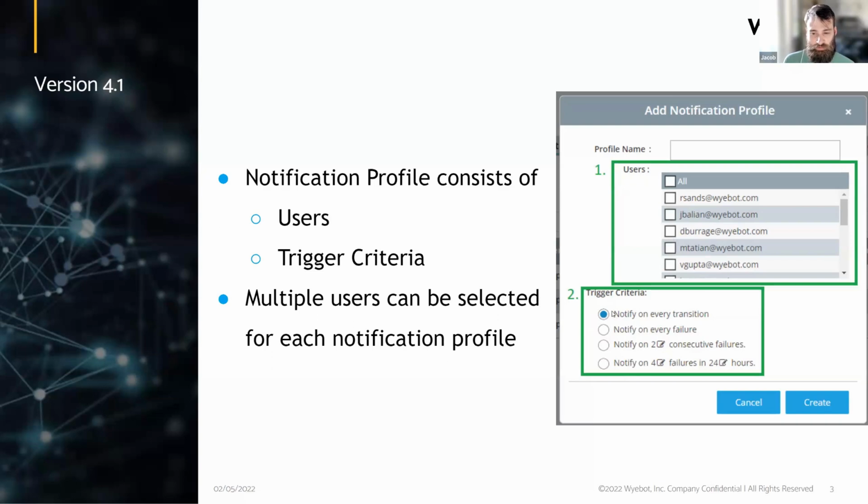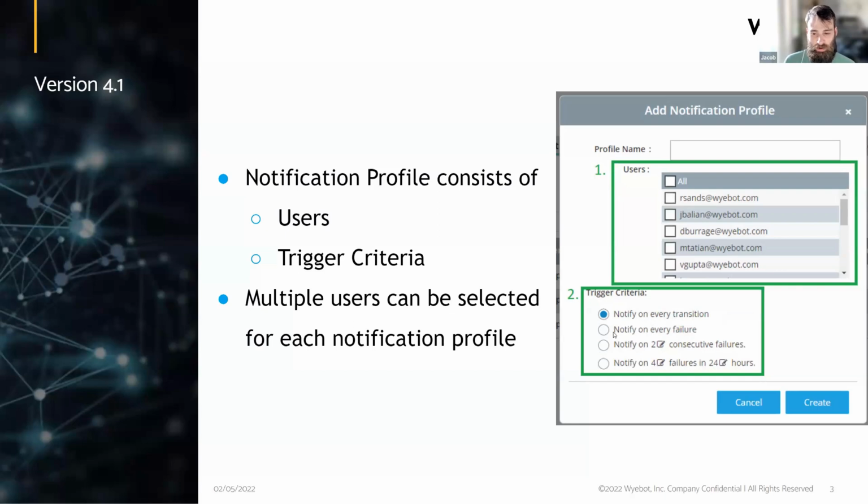So the options are basically notifying at every transition. Now, what that means is, if a test is passing and then it starts to fail, we want to send you an email alert so that you know something stopped working. But then when that failing test starts to pass again, we send you another alert. That way you're able to say, okay, we know whatever issue was happening is now resolved. So that's our default notification technique, and that's how we did it in the past, before we had these profiles.